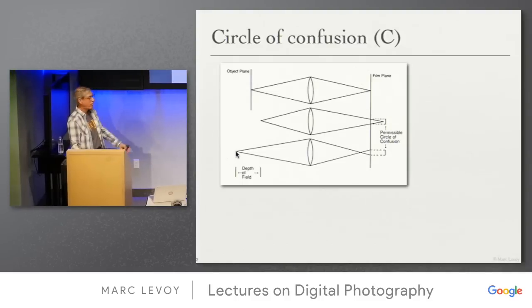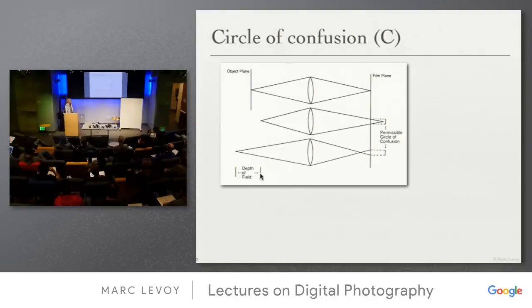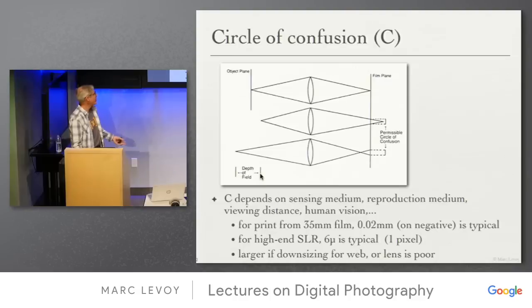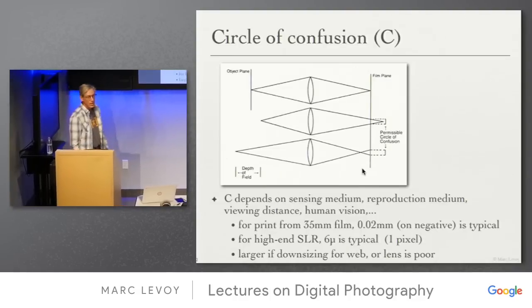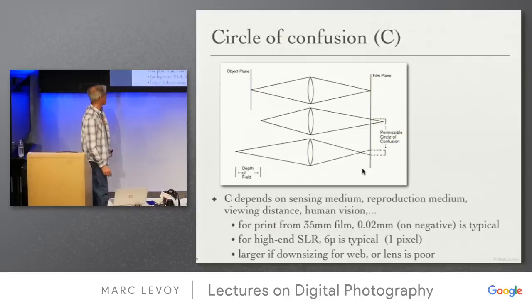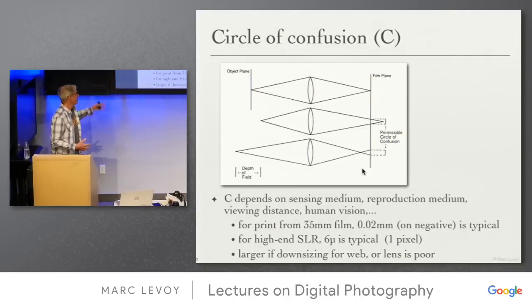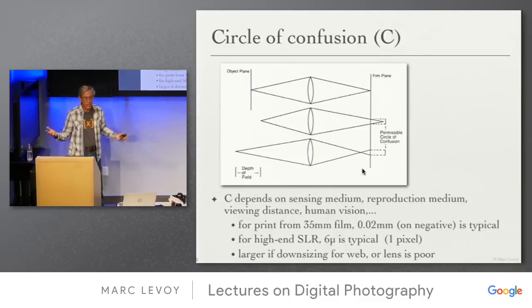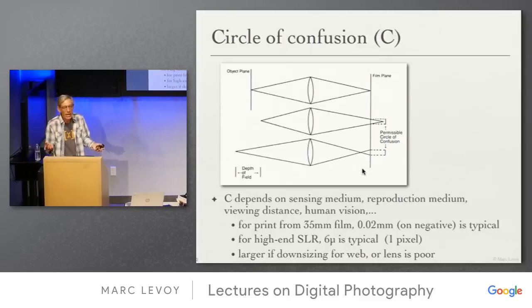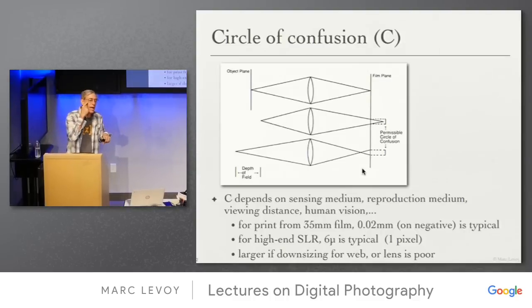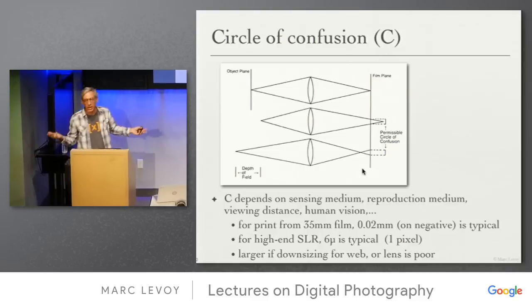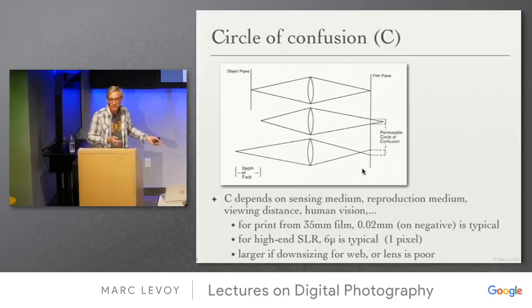Or if the point is too far away from the lens, it'll do the same thing. It'll cross here and make a circle on the sensor. And depending on what you call your permissible circle of confusion, you'll get a depth of field out here. So that's the intuition for it. What that permissible circle of confusion C is depends on a lot of stuff. It depends on the sensing medium, the reproduction medium, the viewing distance, human vision, because effectively we're saying how big an angular subtense on your retina do you consider to be a spot versus a blob.